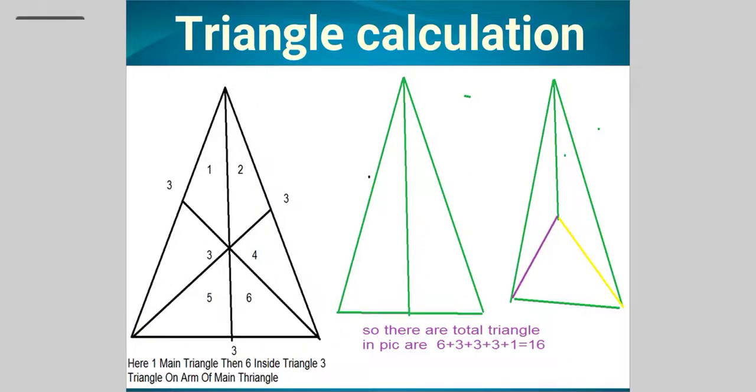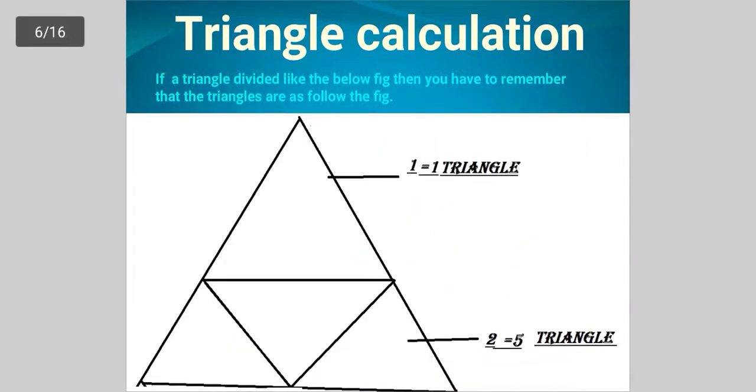So we can see here 1 main triangle, 6 inside triangles and 3 triangles on each arm. So there are 6 plus 3 plus 3 plus 3 plus 1, a total of 16 triangles in this figure. By seeing this figure we can just say there are 16 triangles, and we can easily calculate. By this method we put 3, 3, 3, 1, 2, 3, 4, 5, 6.